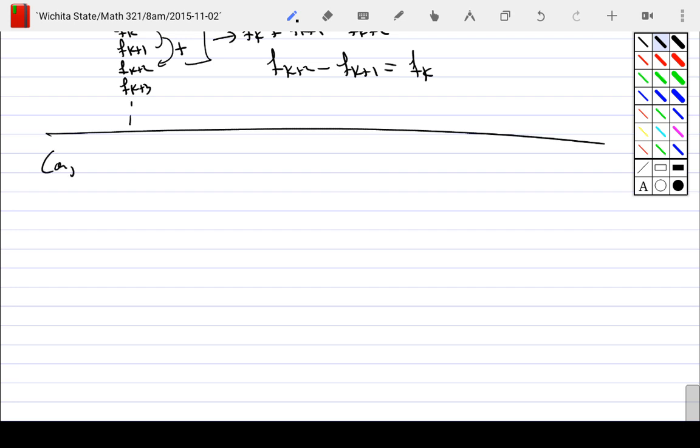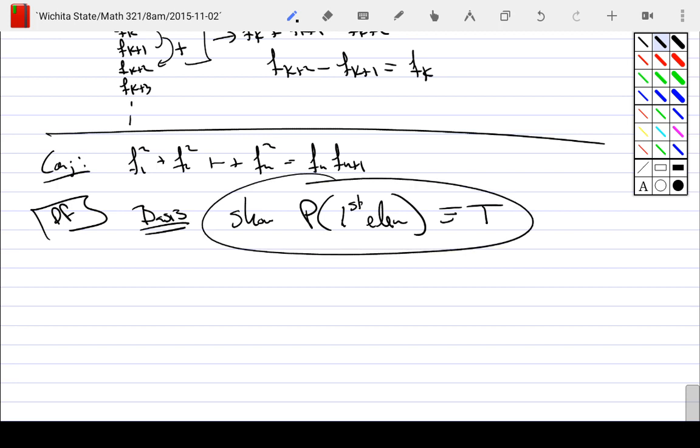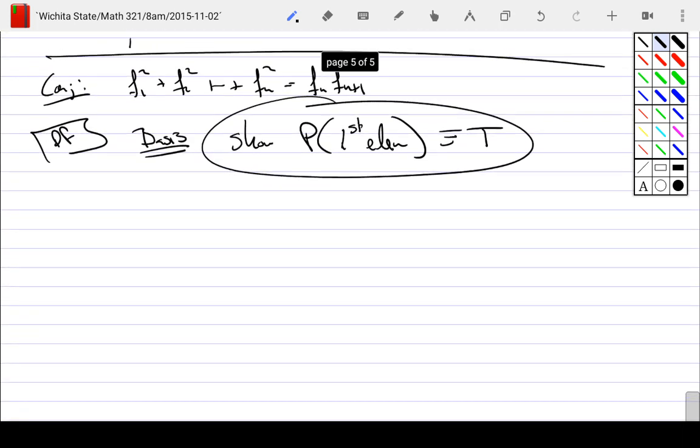So here's my conjecture. f1 squared plus f2 squared plus everything up to fn squared is equal to fn times fn plus 1. Proof. Basis. This is the basis case of the proof. What I want to do is what? Show P of the first element, right? That's what I want to do. Show that. What's my first element?